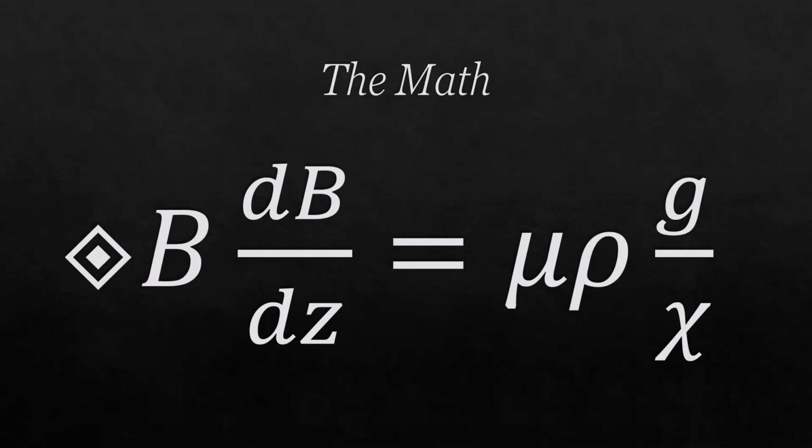is equal to mu, which is the permeability of free space, times rho, which is the density of whatever object you're putting into that external magnetic field, times gravity over chi, where g is the acceleration of gravity, which is negative 9.8 meters per second squared here on Earth, and where chi is the magnetic susceptibility of that object, or how much that material can become magnetized in an applied magnetic field. So it's basically saying what it takes to magnetize that object and how magnetic it would become.